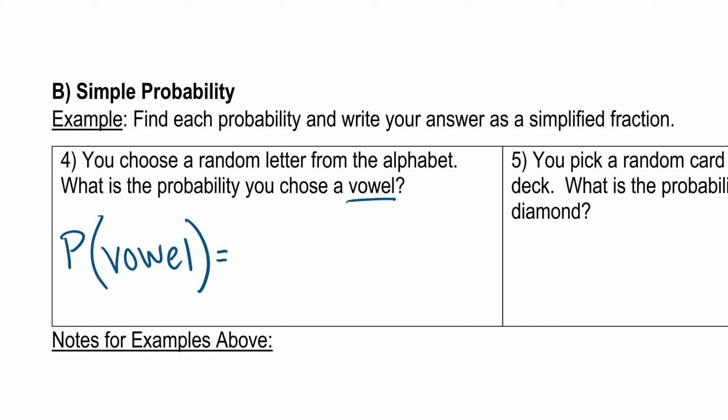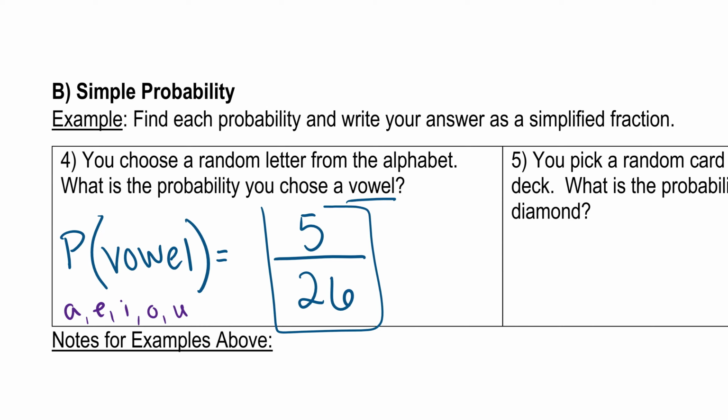So I want vowels. How many vowels are there in the alphabet? Well, there's A, E, I, O, U. So I have 5 vowels, and my sample space, my total possible outcomes, if I'm pulling letters from the alphabet, there are 26 letters in the alphabet, and I cannot reduce that, so that would actually be my answer, 5 out of 26. There are 5 vowels out of 26 letters, so that's my probability that I would pick a vowel.